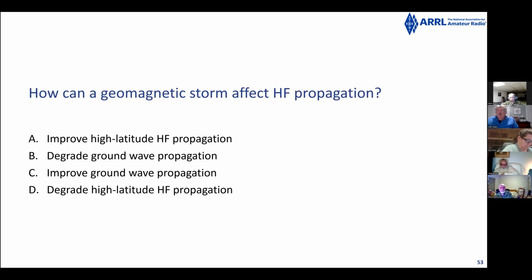How can a geomagnetic storm affect HF propagation? A, improve high latitude HF propagation. B, degrade ground wave propagation. C, improve ground wave propagation. Or D, degrade high latitude HF propagation.